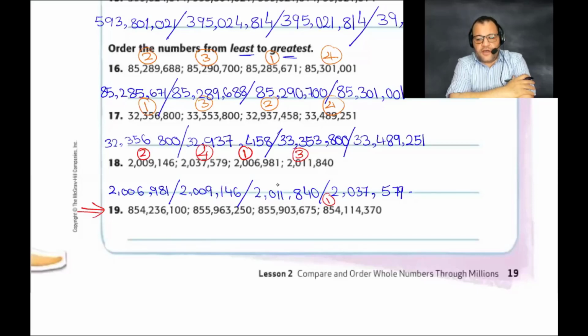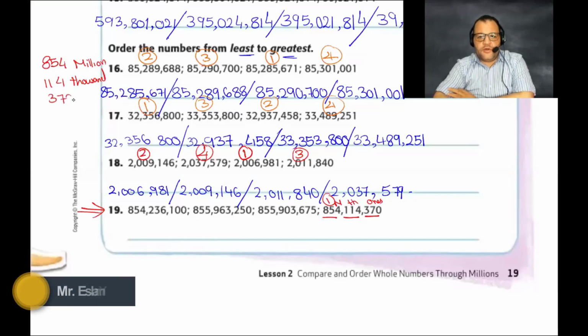That's not 45. We will divide the number into periods. How many periods do we have? We have 1, 2, and 3. So the first period is the million, then the thousand, then the ones. So we have this number in million, and that one in thousand. Then we have this one. Can you read now this way?